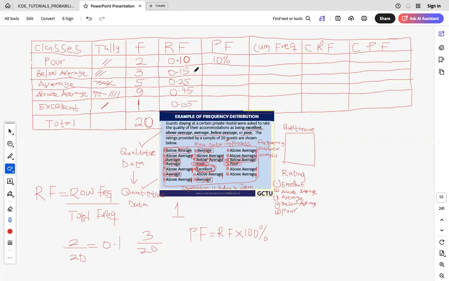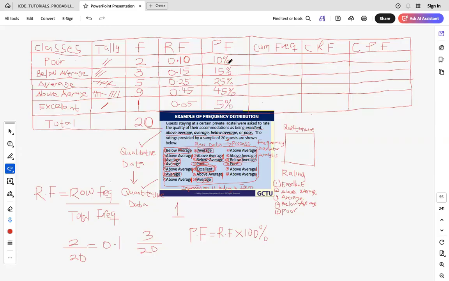Second one, when I multiply 0.15 by 100, that is also going to give me 15%. The third one, 0.25 multiplied by 100%, I'll have 25%. The fourth one, 0.45 multiplied by 100%, I have 45%. And then the last one, 0.05 multiplied by 100%, I'll have 5%.